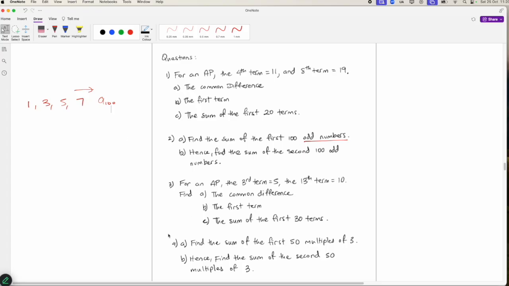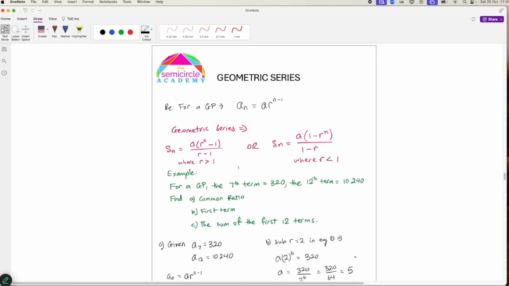And of course, you can see number 4 is pretty similar. Find the sum of the first 50 multiples of 3, so your 3 times table. And hence, find the sum of the second 50 multiples of 3.